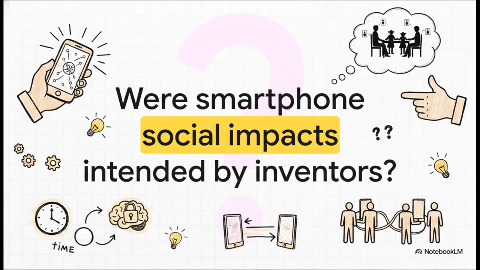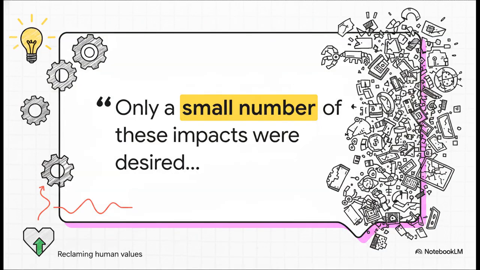I want you to take a second and just really think about your own life. Think about how the smartphone has changed your memory, your attention span, or even just the dynamic at your family dinner table. The way we relate to time, space, and each other has been fundamentally transformed. Now ask yourself, was all of this intended by the inventors when they created these devices? The stark reality, as our source material points out, is captured brilliantly in this quote. It was not. Only a small number of these impacts were desired, and the vast majority were not even considered. So we are, in so many ways, literally living in the accidental fallout of rapid, unchecked innovation.